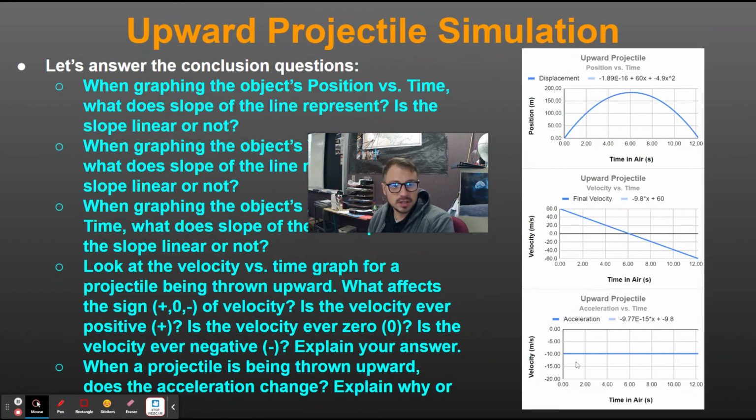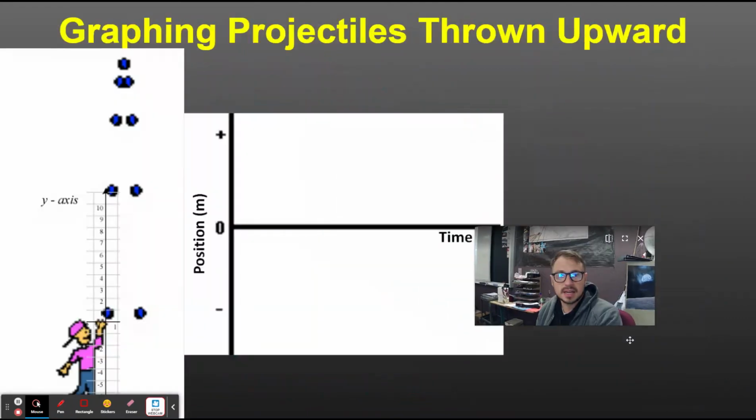When a projectile is being thrown upward, does the acceleration change? The answer is no, right? The acceleration doesn't change. Explain why or why not. Gravity is what's causing the acceleration. The net force pulling on this object is not changing as it's moving up and coming back down.